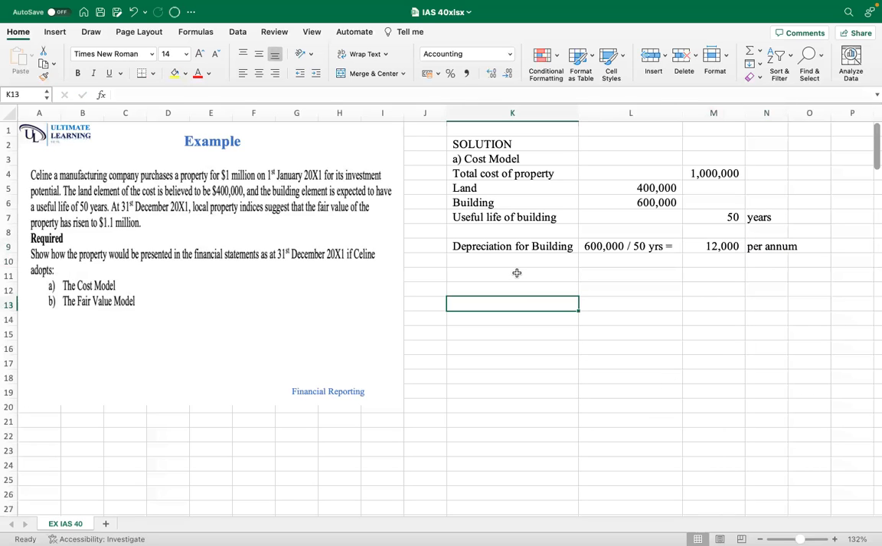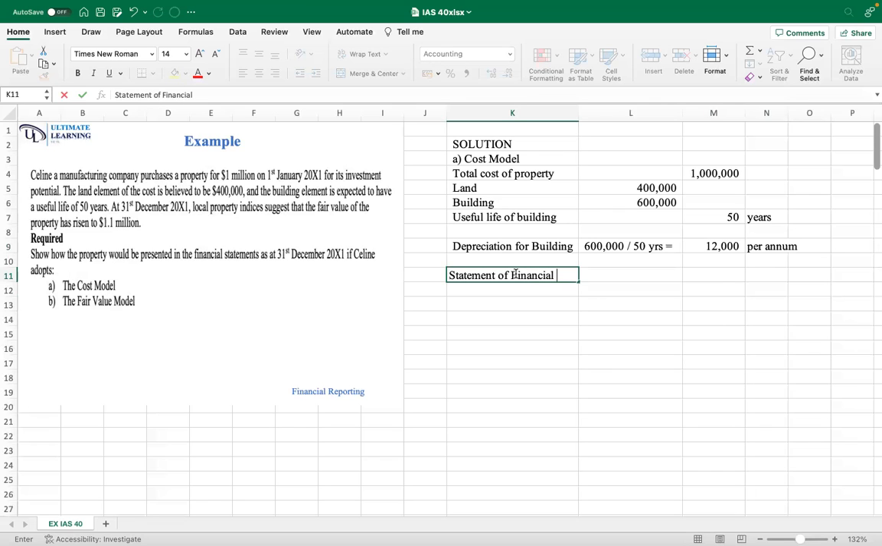Now, what goes to the income statement in this case, and what goes to the balance sheet? Or what goes to the P&L and what goes to the statement of financial position? Let me start with the statement of profit or loss, because that is the statement we first of all account for. We will have an expense called depreciation.